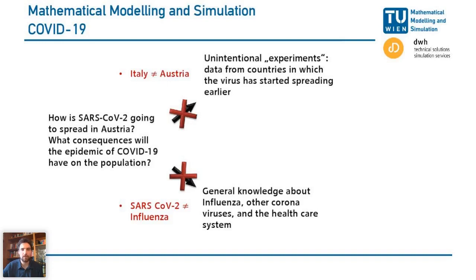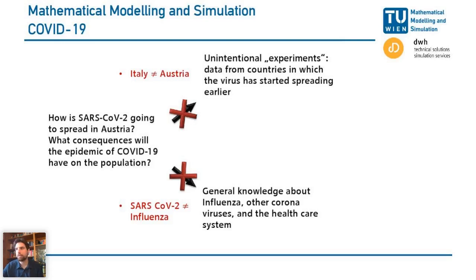spreads. It's not possible. There are, if you want to interpret it this way, unintentional experiments from countries who have had the virus before Austria, in particular. Of course, you can use the data which is known from other countries, but that's what we learned very fast, that countries are not comparable on that level. We cannot compare Italy with Austria.